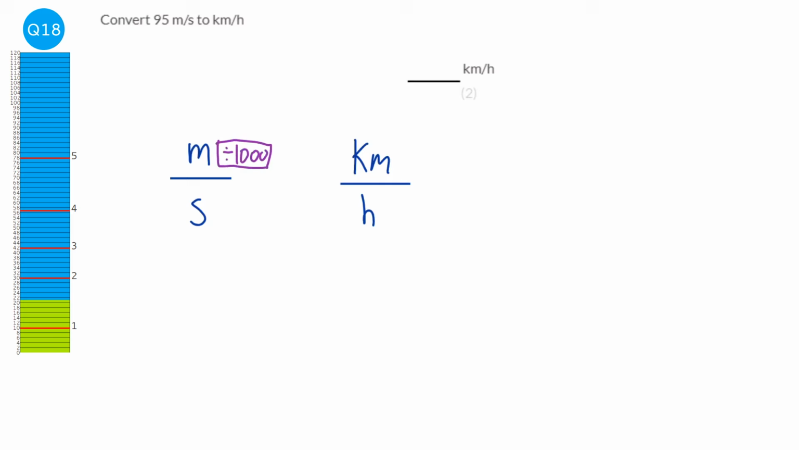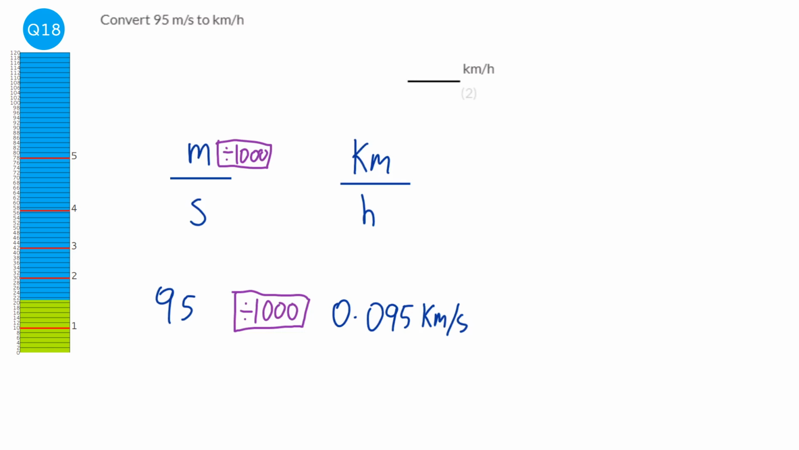And when you divide the top of a fraction by 1,000, you just divide the whole thing by 1,000. So we've got 95, and we divide the whole thing by 1,000, so we get 0.095, and that's going to be kilometers per second, because we haven't dealt with the seconds yet. So that's the easy part.